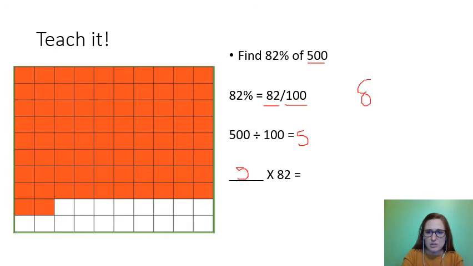Again, you can jot down your multiplication method, whichever one you prefer. I'm going to use short multiplication again here. 5 times 2 is 10. 5 times 8 is 40, plus the 1 is 41, giving us the answer of 410. So 82% of 500 is 410.